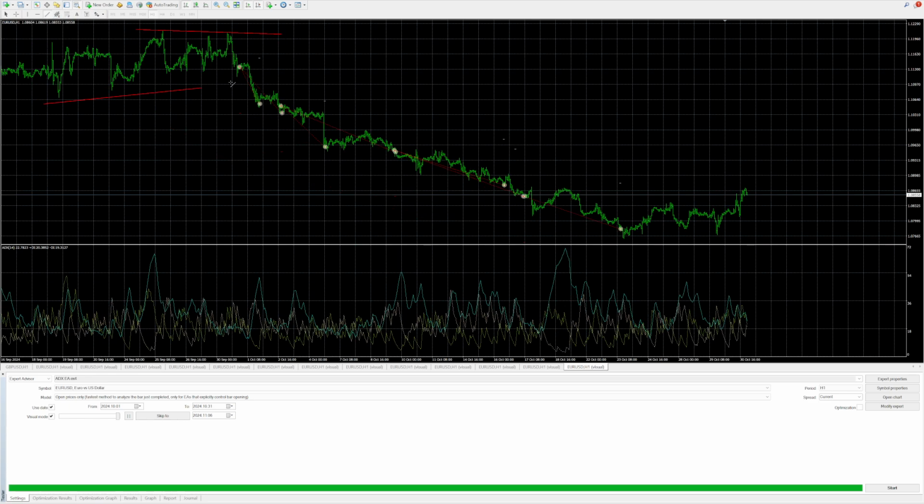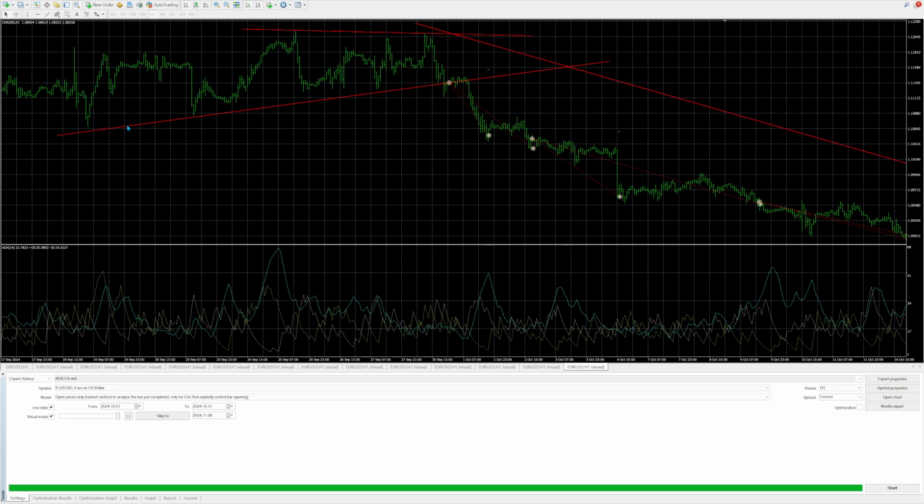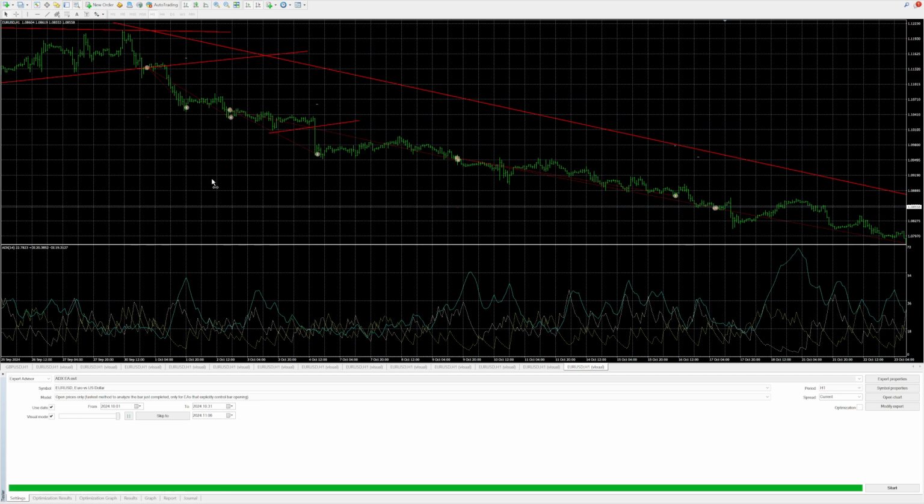my OCD is kicking in. I just have to draw these lines. It's just good habits. I mean, this is how you learn good habits. Don't be lazy, draw your lines. I mean, we could have traded this just by drawing lines. We don't need indicators. You could have just traded the price action, support, resistance, trend line, time your entry, breakout. Yeah.